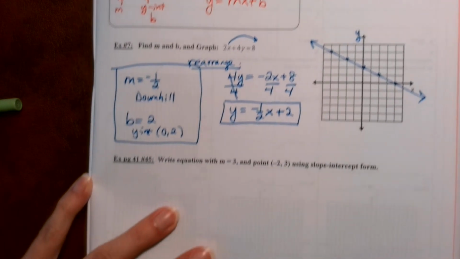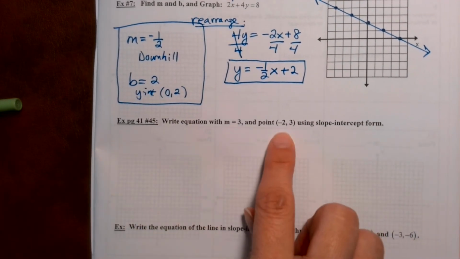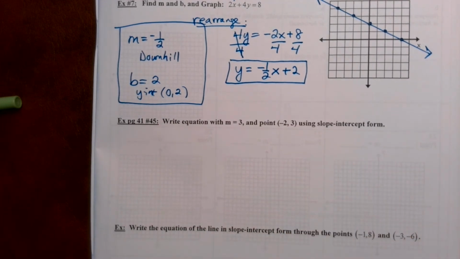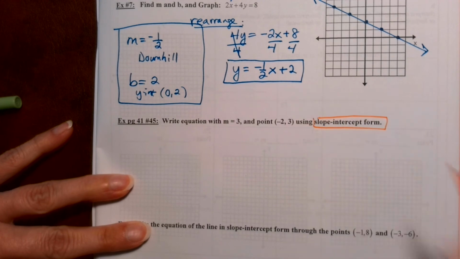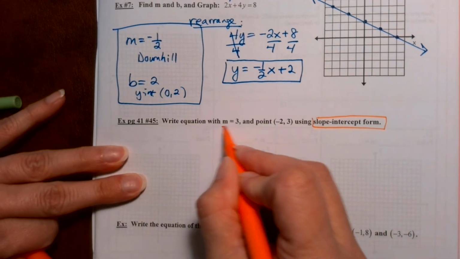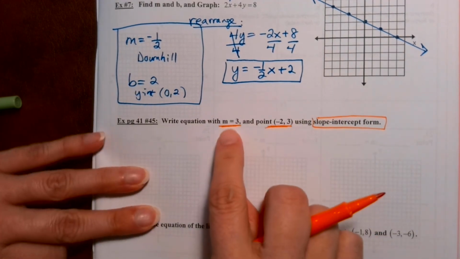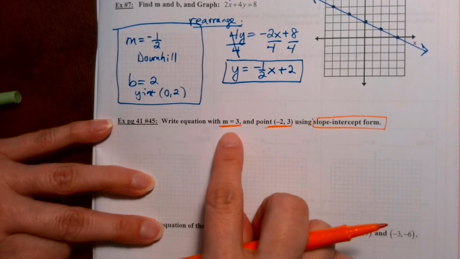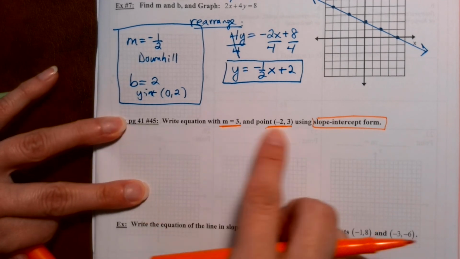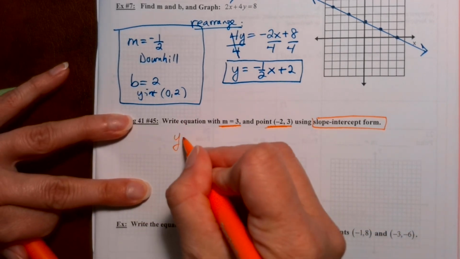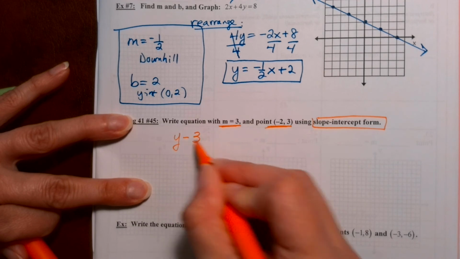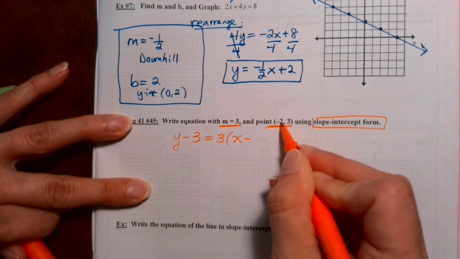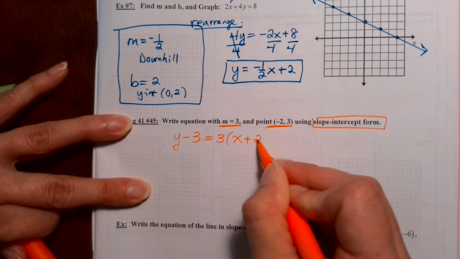Write the equation with a slope of 3 and a point of negative 2, 3 using slope-intercept form. So let's make sure that we're using the correct form. I've got a slope and I've got a point. Now when I see a slope and a point, I really want to start with point-slope form. This is so easy if I just do y minus the y number equals m, and now we've got x minus negative 2, which makes plus 2.